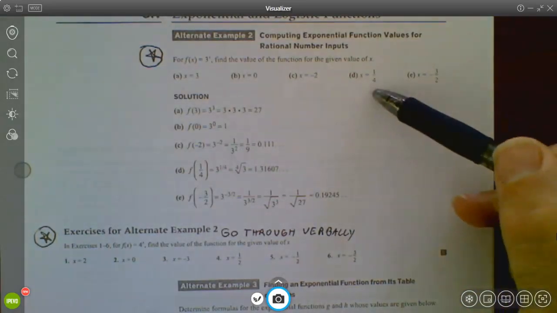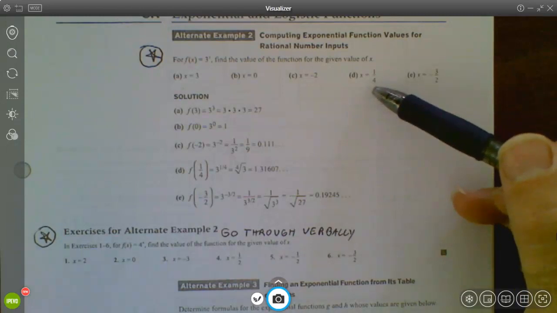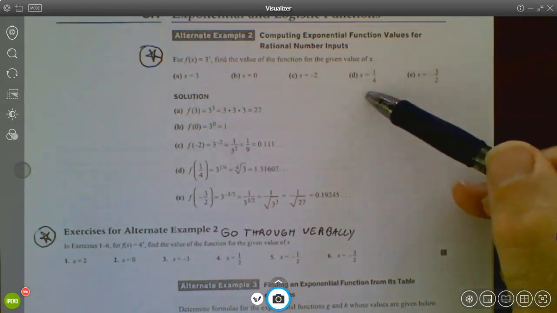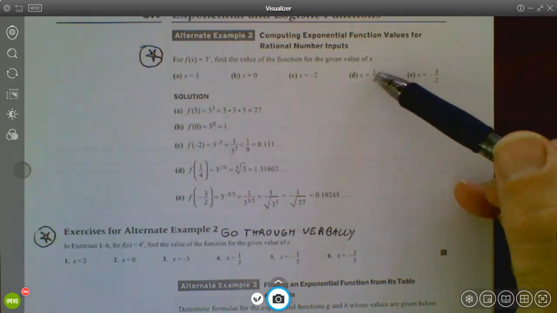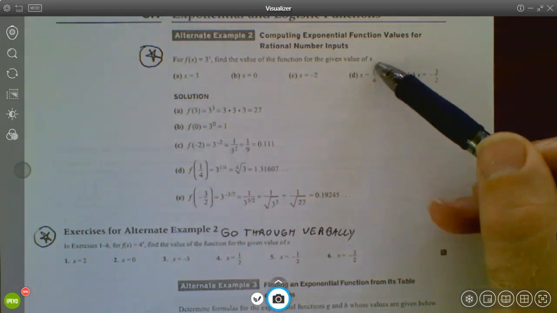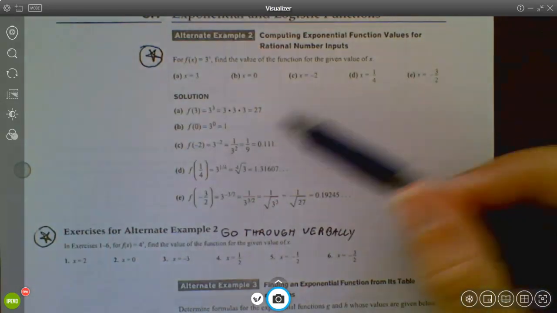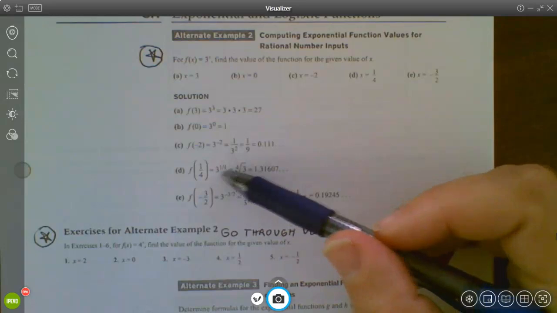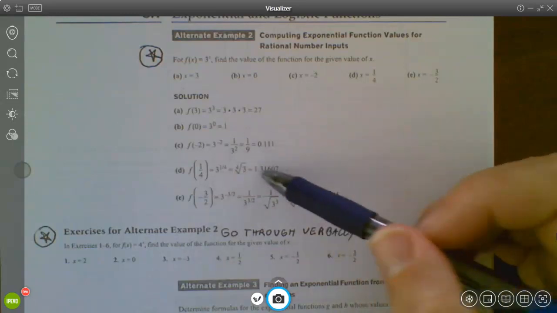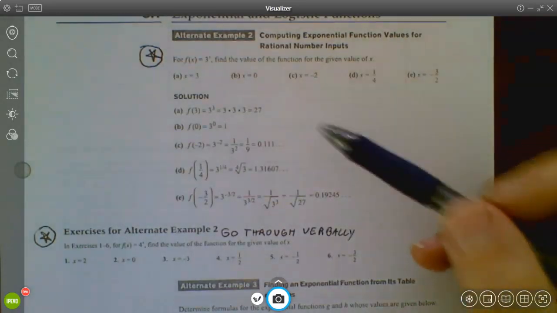If you see a fraction exponent, remember that the top number is your exponent and the bottom number is the root. So if 3 is my base, 1 is the first power, and we're doing a 4th root. So 3 to the 1/4 power would be the 4th root of 3 to the first power. We'd either leave it like this, or we could always use a calculator if it calls for it.